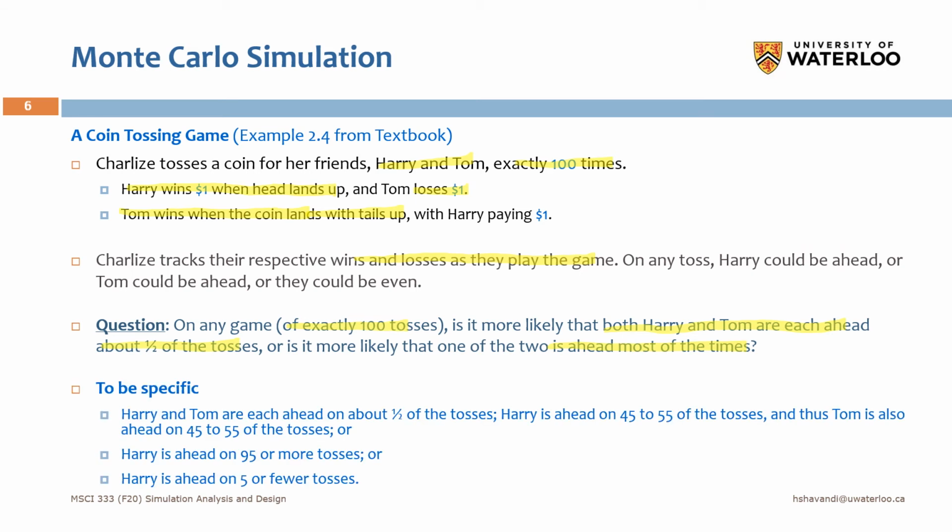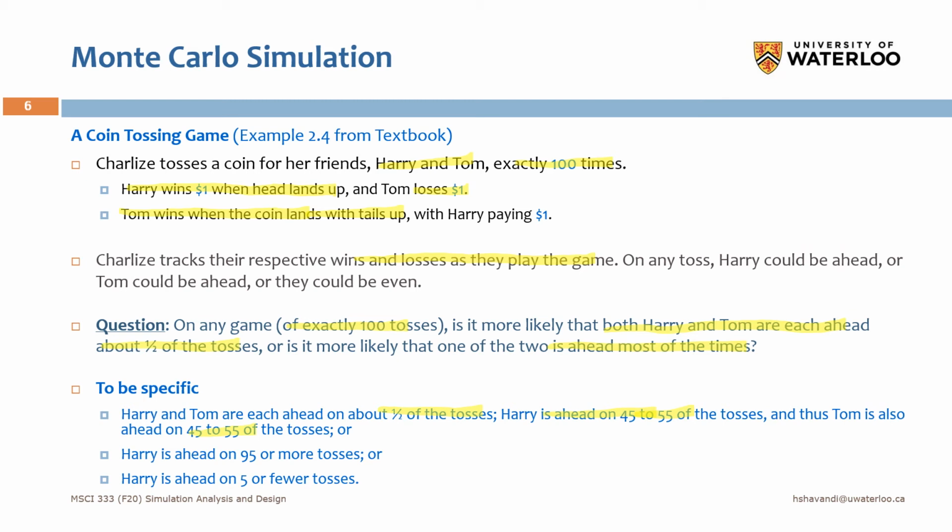Or yeah, to be more specific, we mean that Harry and Tom are each ahead about half of the tosses. For example, Harry is ahead on 45 to 55 tosses, and thus Tom is also ahead on 45 to 55 tosses. So in this case, they will be somehow equal on the number of times being ahead.